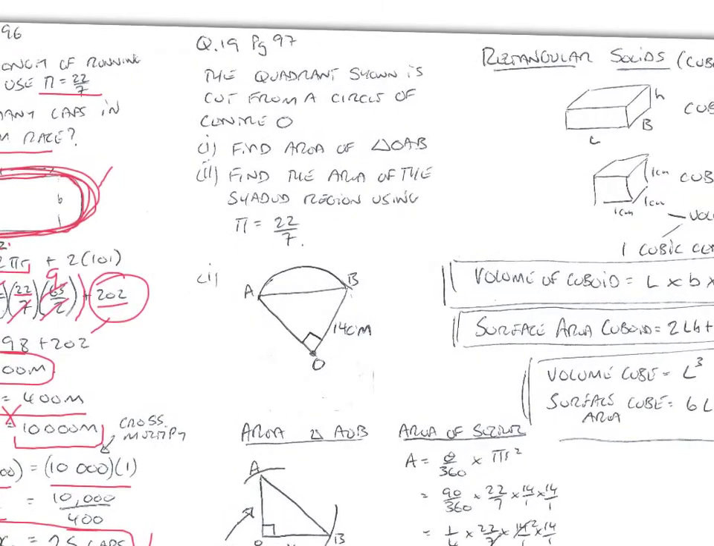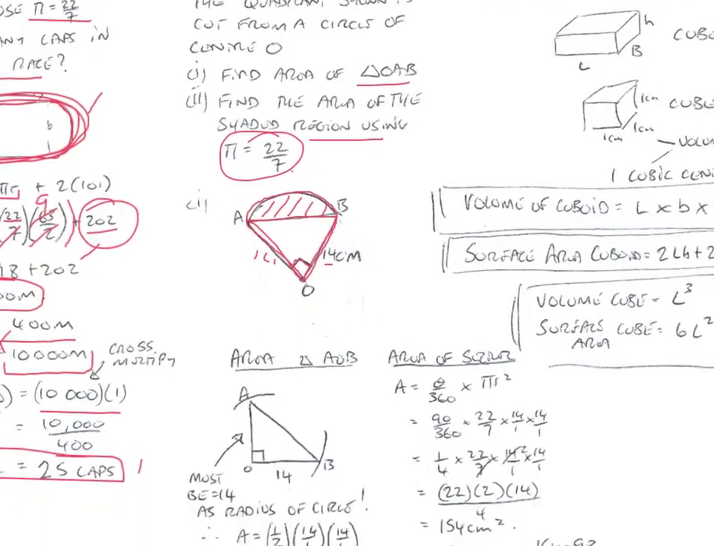Now, question 19, page 97. The quadrant shown is cut from a circle O. Here's the quadrant here. And remember, it's cut from a quarter of a circle, so that's why that's 90 degrees. This is 14, so that must be 14 too. Find the area of OAB, of that triangle. And then find the area of the shaded region, which is here, using pi equals 22/7.